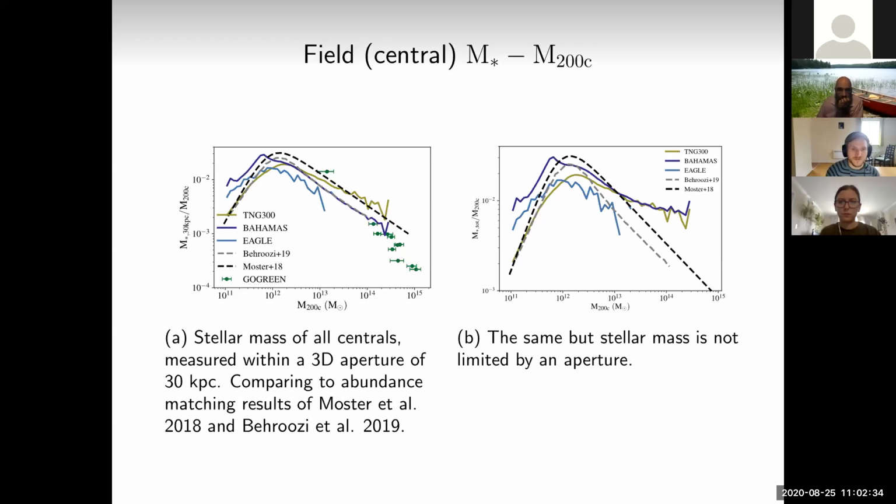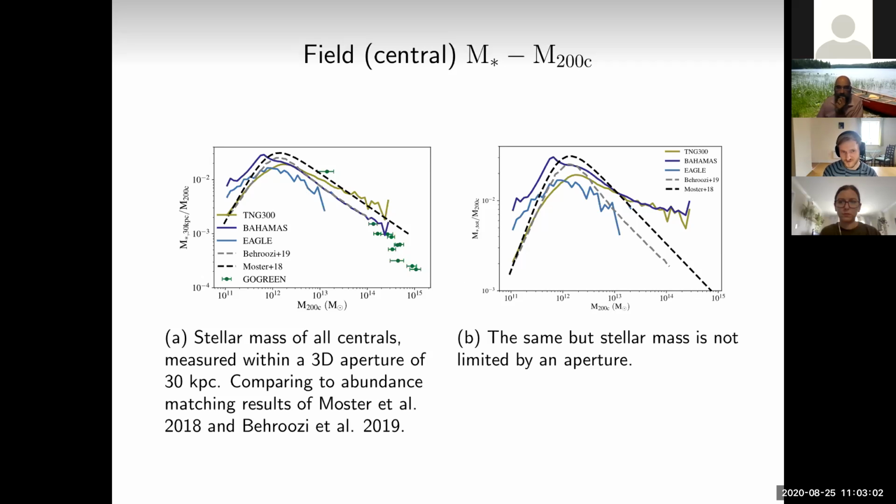Right, so as far as this plot goes, what you see is that the three simulations are similar to one another. There are some subtle differences, but they're on the same level as what you see in the abundance matching results. And Bahamas appears to match one of them and seems to match some of the GO GREEN measurements, although it doesn't quite stretch that far.